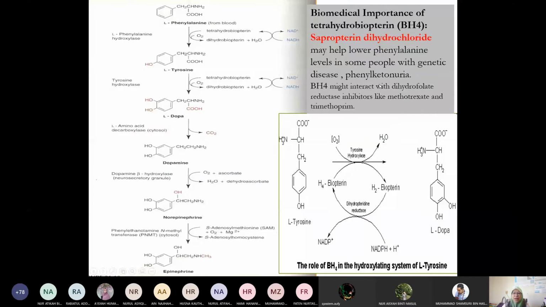Here is the biomedical importance of tetrahydrobiopterin, which is very important for the conversion of phenylalanine to tyrosine. It is involved in the hydroxylase enzymes. The presence of tetrahydrobiopterin activates phenylalanine hydroxylase and tyrosine hydroxylase. That reaction also requires NADH and vitamin B3, very important. You can see that dopa is formed, and dopa decarboxylase removes the carboxy group from the dopa and makes it a dopamine.